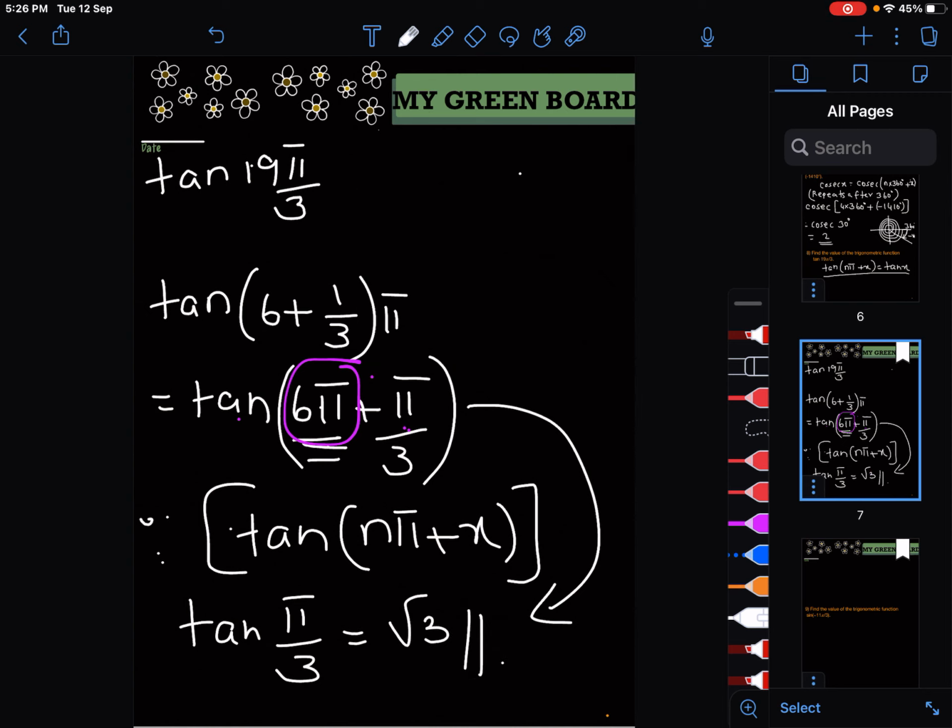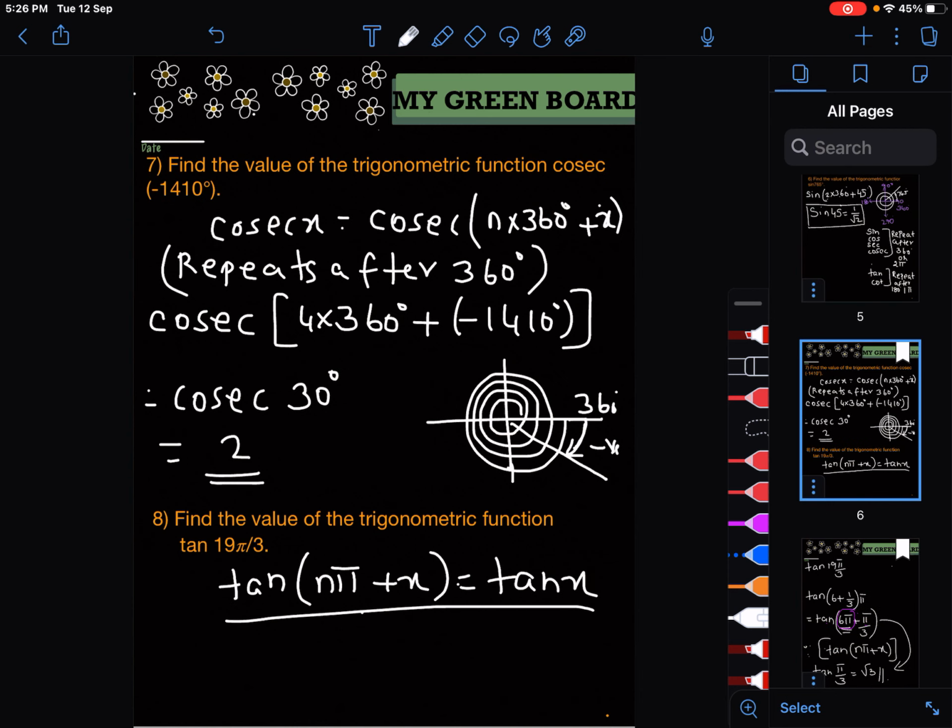Okay children, you want me to repeat it again? Okay, no problem, I'll just repeat it if you want. See, they are asking for the value of the trigonometric function tan.